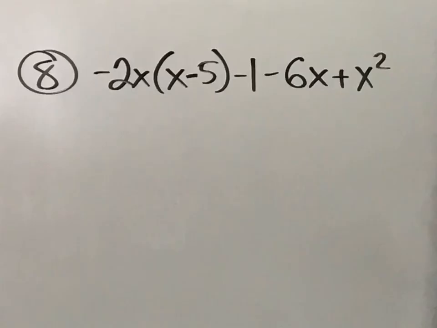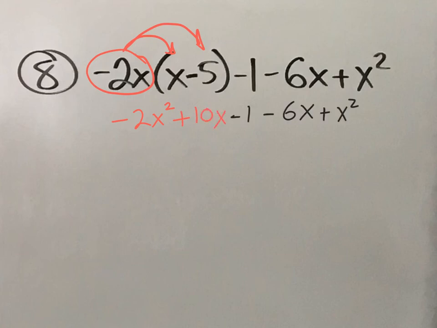On number 8, we're going to distribute first because distributive property is multiplication. This one's kind of tricky. Negative 2x times x. Well, that's really a negative 2, but x times x is x squared. Please don't forget to put that x squared right there. And then negative 2x times negative 5, that'll be a positive 10x. And then what I'm going to do is bring down the rest.